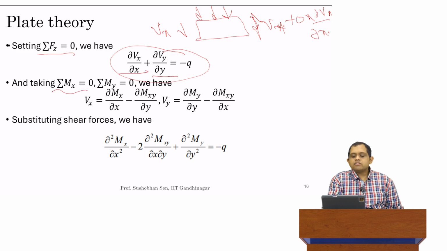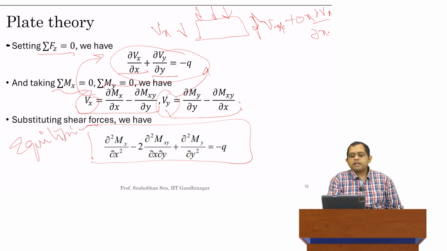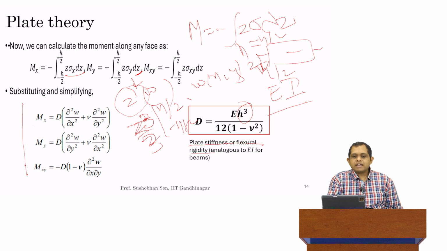Similarly, we can take a moment balance along the x and the y-axis, and we will end up getting these two particular equations. These equations are going to relate our moments with our shear forces. What we can do at this stage is substitute this Vx into the first equation. We can substitute this Vy also into the first equation, and we will get this equation over here. This is an equation of equilibrium. So this is our equilibrium equation for plates. It's telling us how the moments are balancing each other so that they are in equilibrium with the external load applied, which is Q.